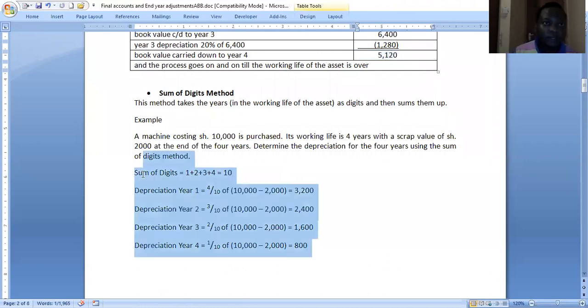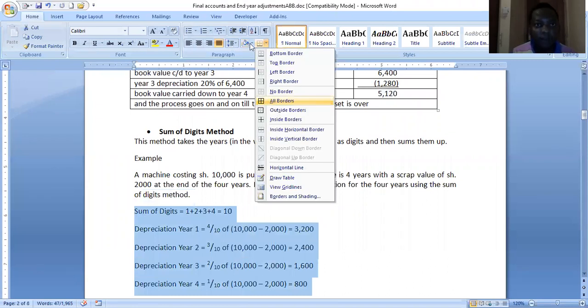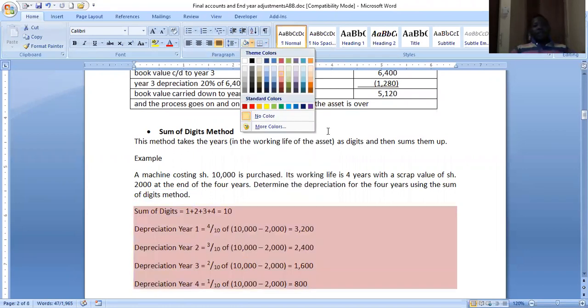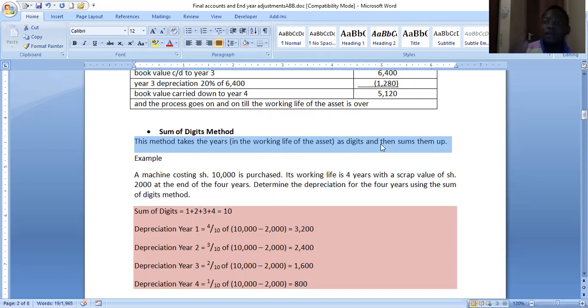So the sum of digits method takes the years in the working life of the asset as digits and then sums them up. Takes the years, which in this case will be referred to as the working life of the asset, as digits and then sums them up.